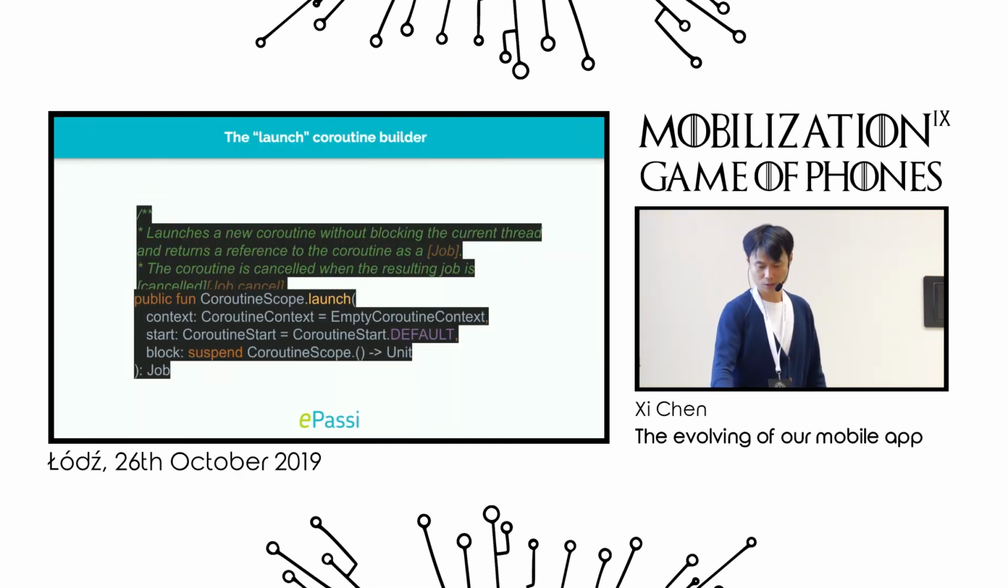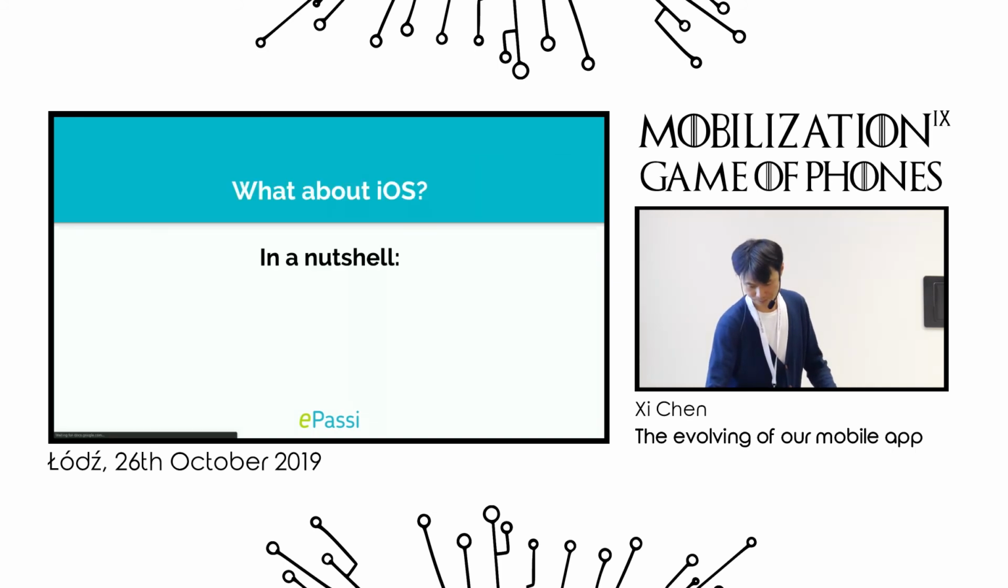This is from the CoroutineScope documentation source code from the coroutines library. As you can see, the launch function is an extension function to the CoroutineScope. That's why we can launch that in the view model.